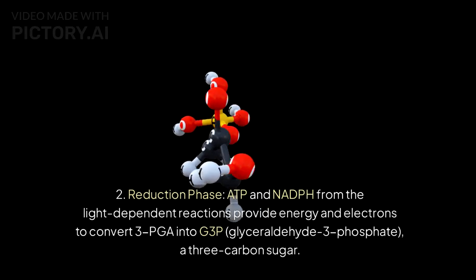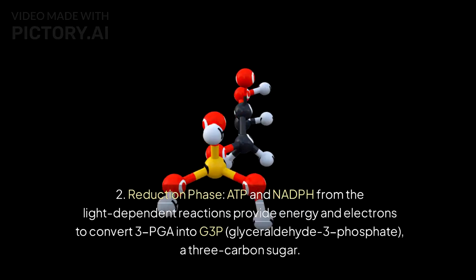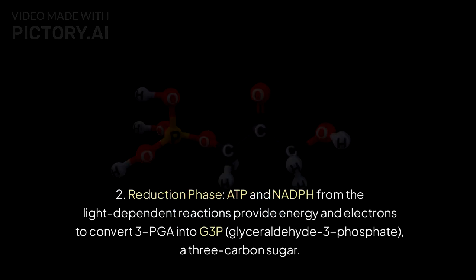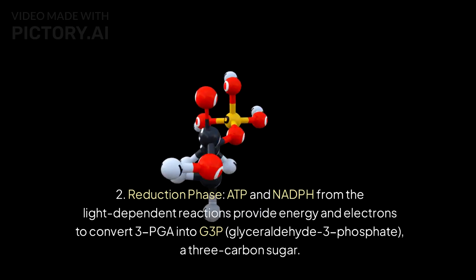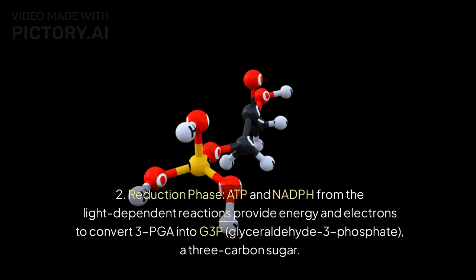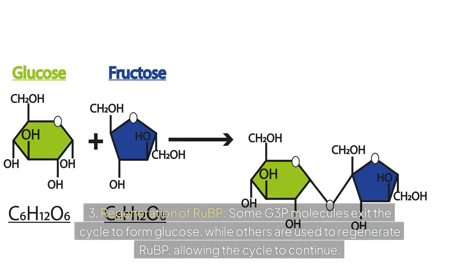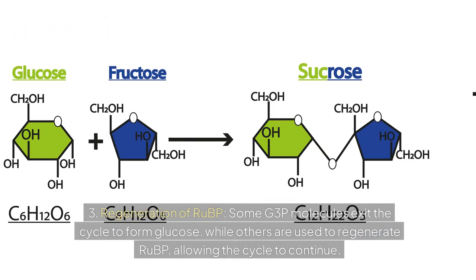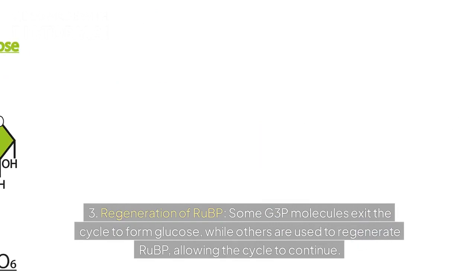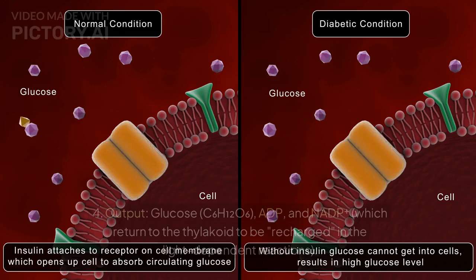2. Reduction phase. ATP and NADPH from the light-dependent reactions provide energy and electrons to convert 3-PGA into G3P, glyceraldehyde 3-phosphate, a 3-carbon sugar. 3. Regeneration of RuBP. Some G3P molecules exit the cycle to form glucose, while others are used to regenerate RuBP, allowing the cycle to continue.